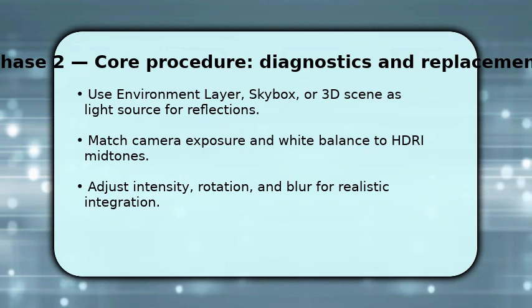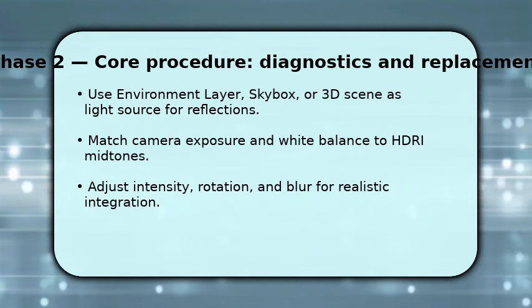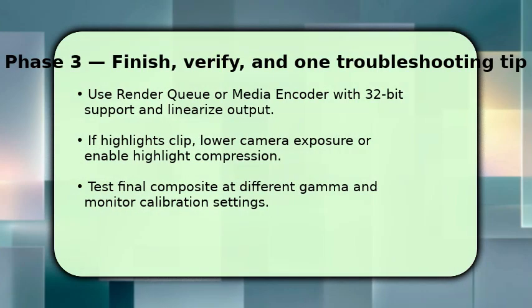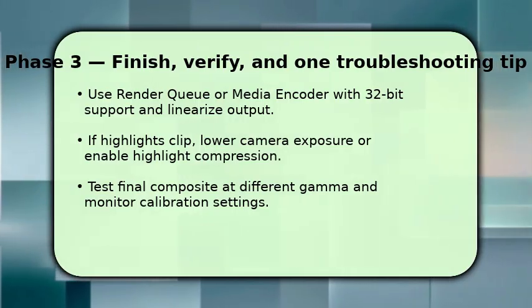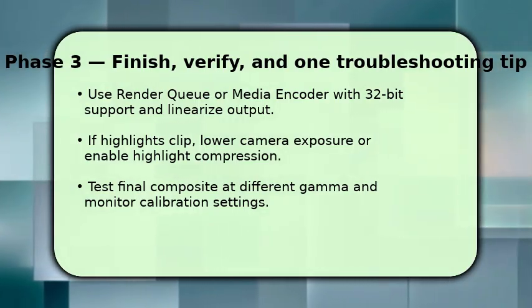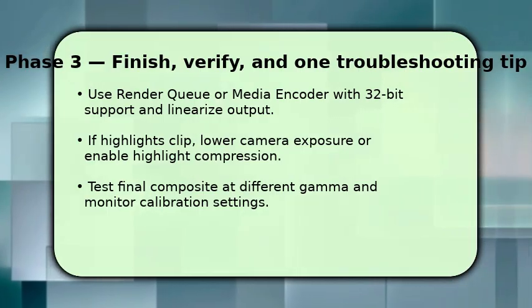timeline to check movement. To finish, render using a workflow that preserves 32-bit precision. Send to Media Encoder or the render queue with linearize options enabled so tone mapping is accurate. Once rendered, inspect highlights and shadows.